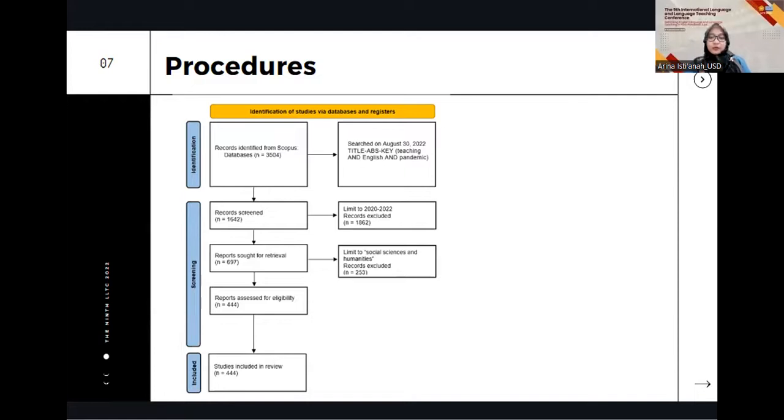And then I also limited the publications to the subject area of social sciences and humanities. And I found the eligible documents, as many as 444 documents. And then here, the document types consist of not only journal articles, but also book reviews, conference reviews, book chapters, and proceeding papers.